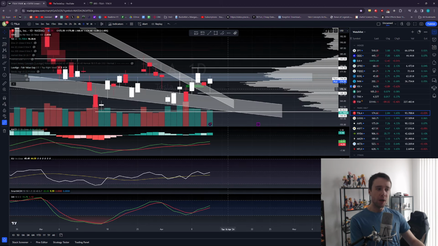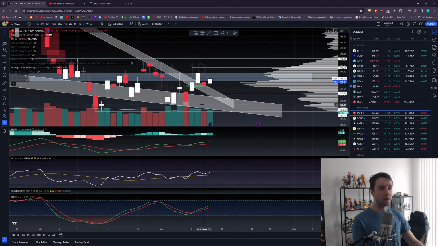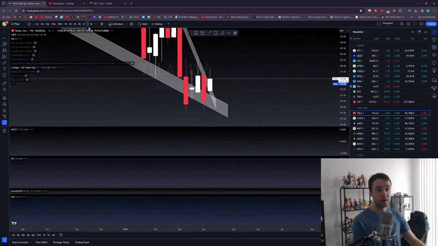I really don't. But we are still getting rejected by the 175 level, which is a bit of a concern. I think the easiest way to play this is to wait for one of these two levels, which aren't far above or below us. It's only about 3.5% below us and about 2.5% above us to break. Once one of these breaks, we finally have a direction we can be more comfortable with, if that makes sense. So that's the main way I'm looking at it, and the main way I'm playing it.